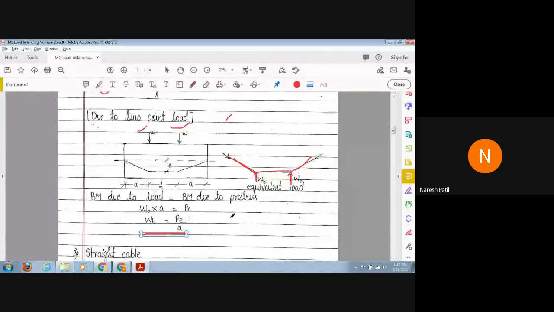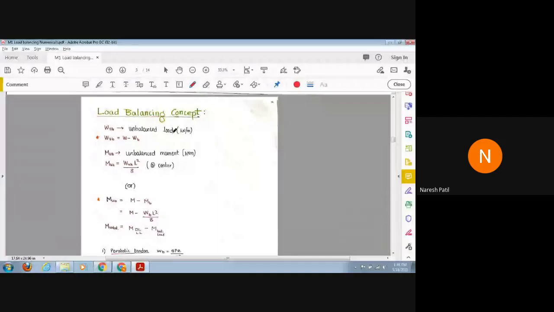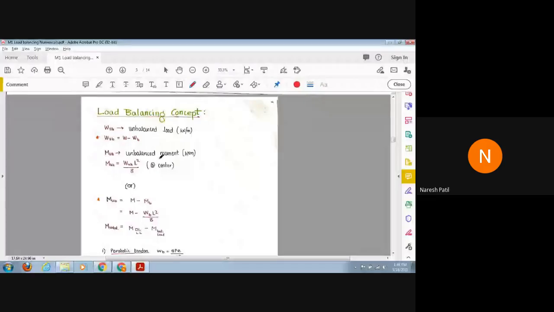According to your bending moment, you assume the cable profile, and that cable profile will balance the external load. And when you have to provide a straight cable, we have the moment MB equal to P into E. So this P into E is equal to MB, so you have to provide the straight cable. So this is the concept of the load balancing method. Here I have given the same. WB is the balanced load, and the unbalanced load WUB is W minus WB, where MB is the unbalanced moment, which we get from the formula WL square by 8. This is the same concept.